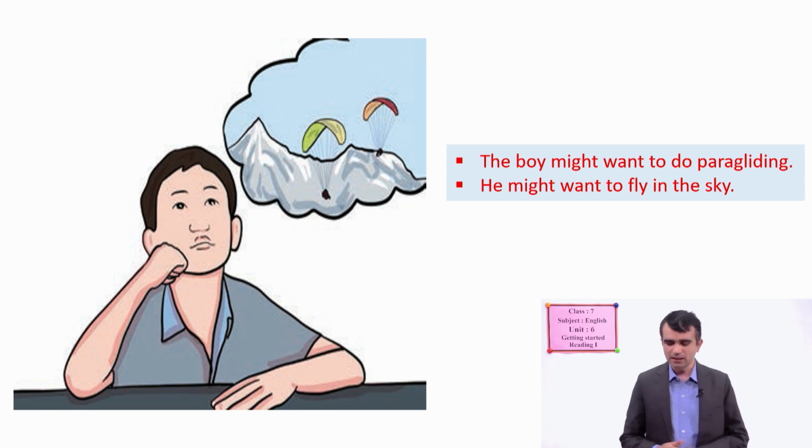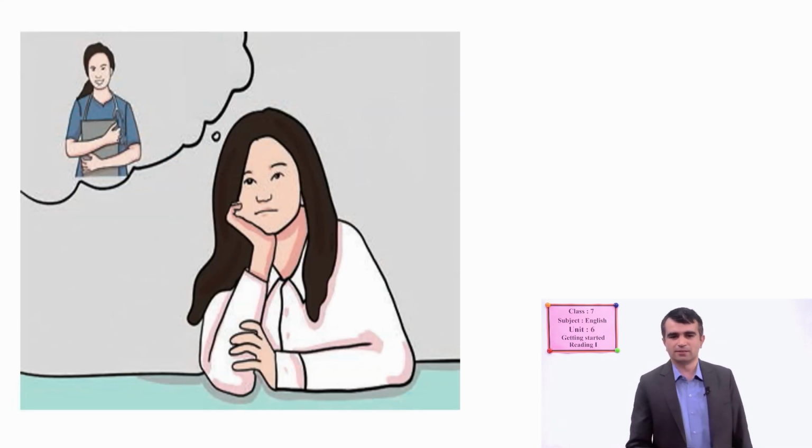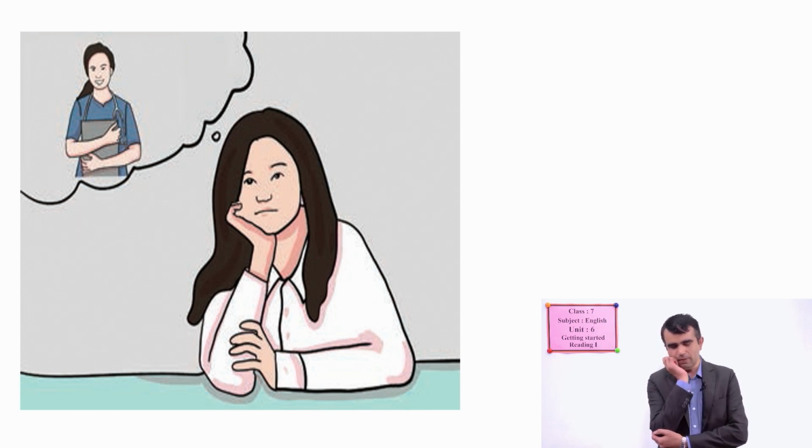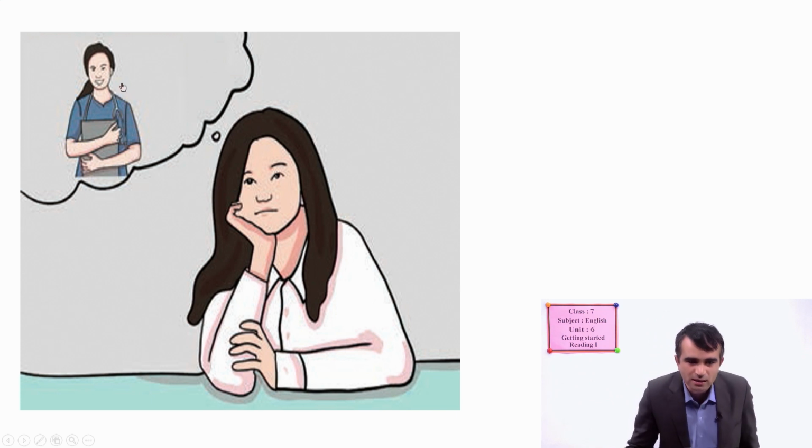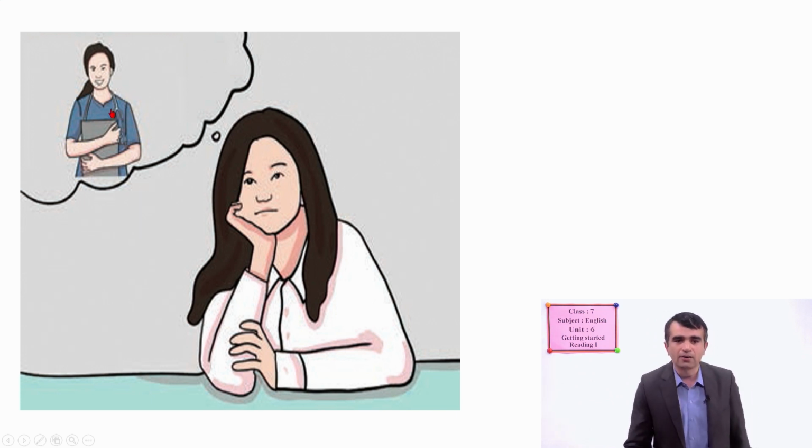Okay. Now, in the same way, another picture. Let's talk about it. Here the girl is thinking about what? About this picture. What is there in the picture? Another girl, probably she is carrying something, probably going to school or college. Now, from here you can guess what she might want. What might she want then? Can you try?